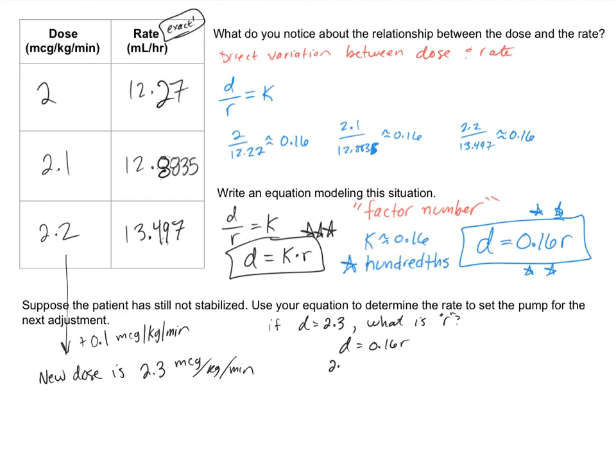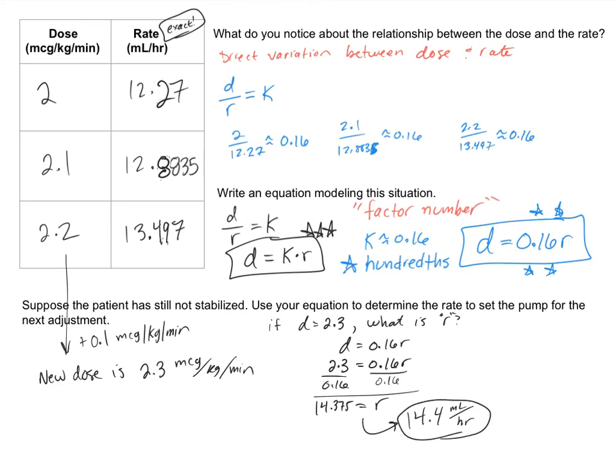So we know the formula relating these two variables. The dose is 2.3, so I'll plug that in for D. And now if I just divide both sides by 0.16, then I will have the rate. So if I plug in 2.3 divided by 0.16, I get exactly 14.375. But obviously, if this is a rate, we're going to round this to the tenths place. So 14.4 milliliters per hour.